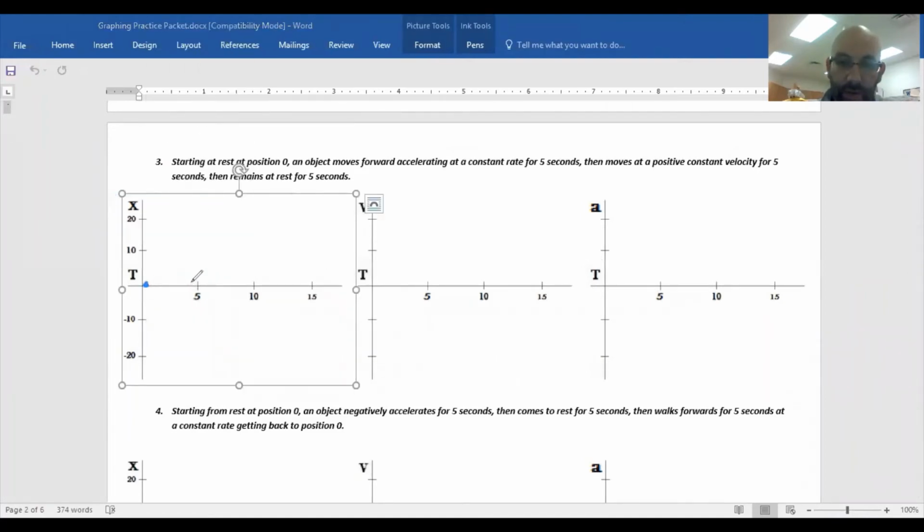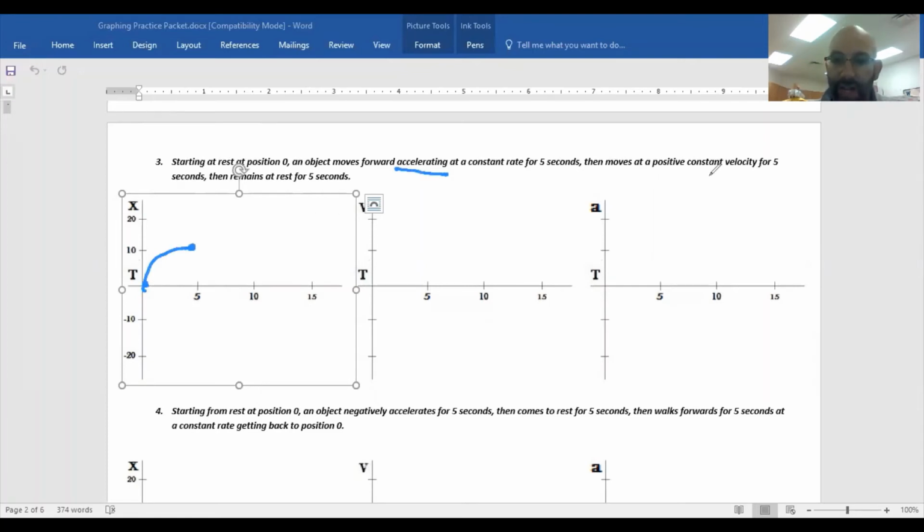Start at position 0. And then we move forward, but we're accelerating. So we have a velocity, so we're going to have a slope, but our velocity is changing because we are accelerating. So we have to curve this first line.